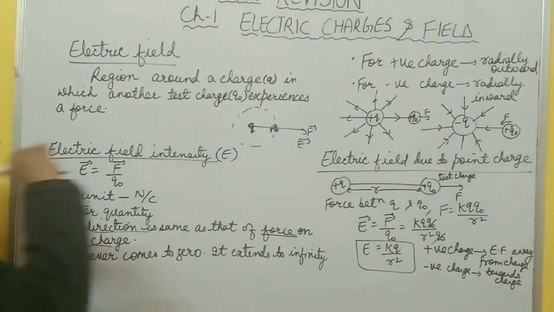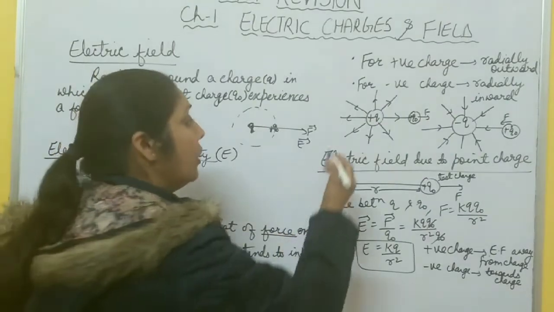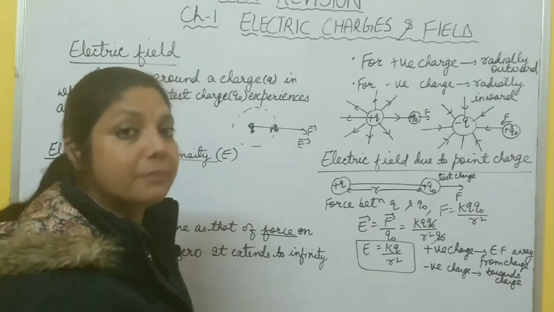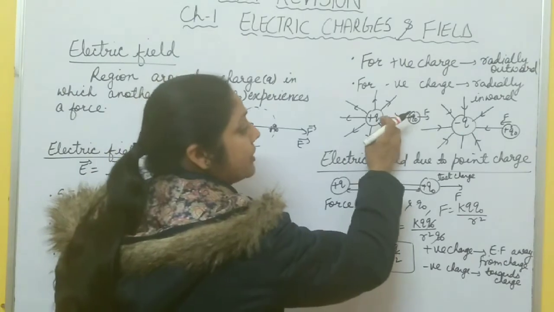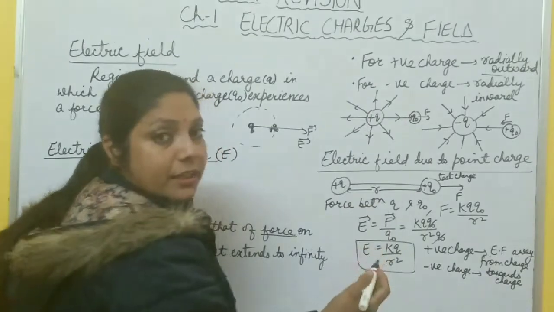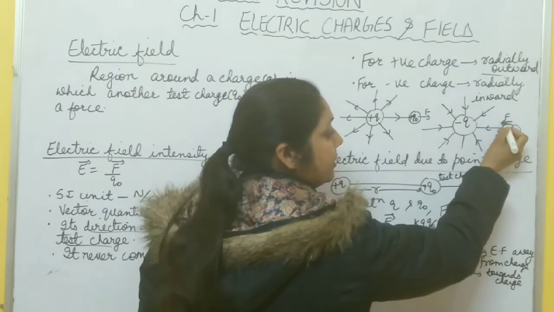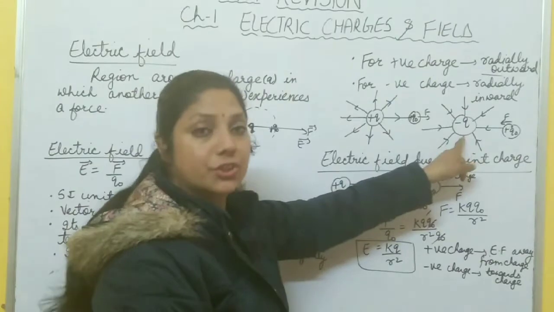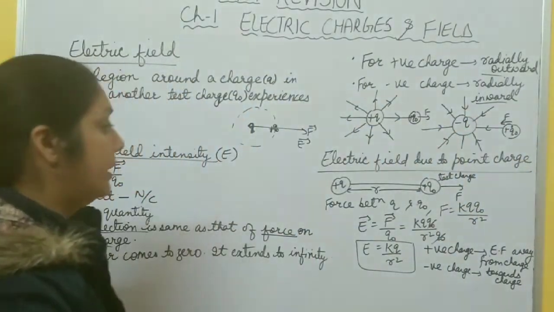Now again, for a positive charge, suppose there is a positive charge. Now what is the electric field intensity due to this positive charge? Magnitude is the same, but direction is opposite. Due to a positive charge, direction is always away from the charge. It means radially outward. And for a negative charge, this test charge experiences force towards the charge. It means electric field intensity is always towards the charge. It means radially inward. This is the direction of electric field intensity.